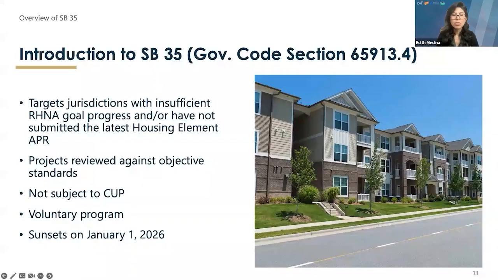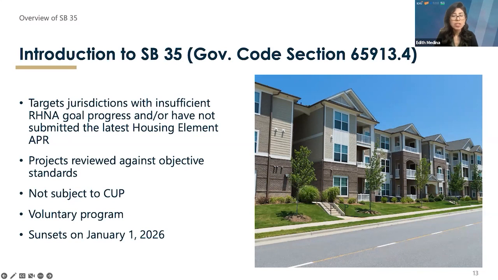SB 35 was enacted back in 2017, but as we mentioned earlier, it has been amended several times since then. SB 35 added Government Code Section 65913.4 to the Housing Development Approvals provision. And SB 35 targets jurisdictions that have insufficient progress toward their RHNA goal and/or have not submitted their latest housing element annual progress reports.